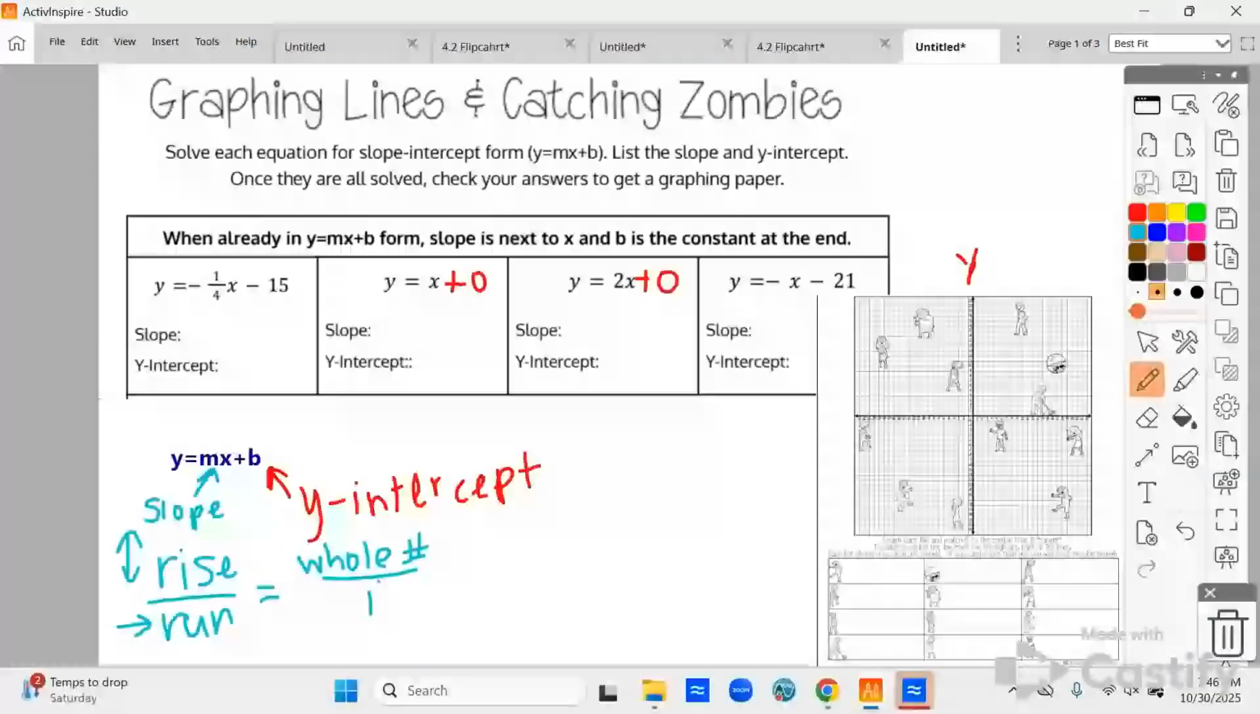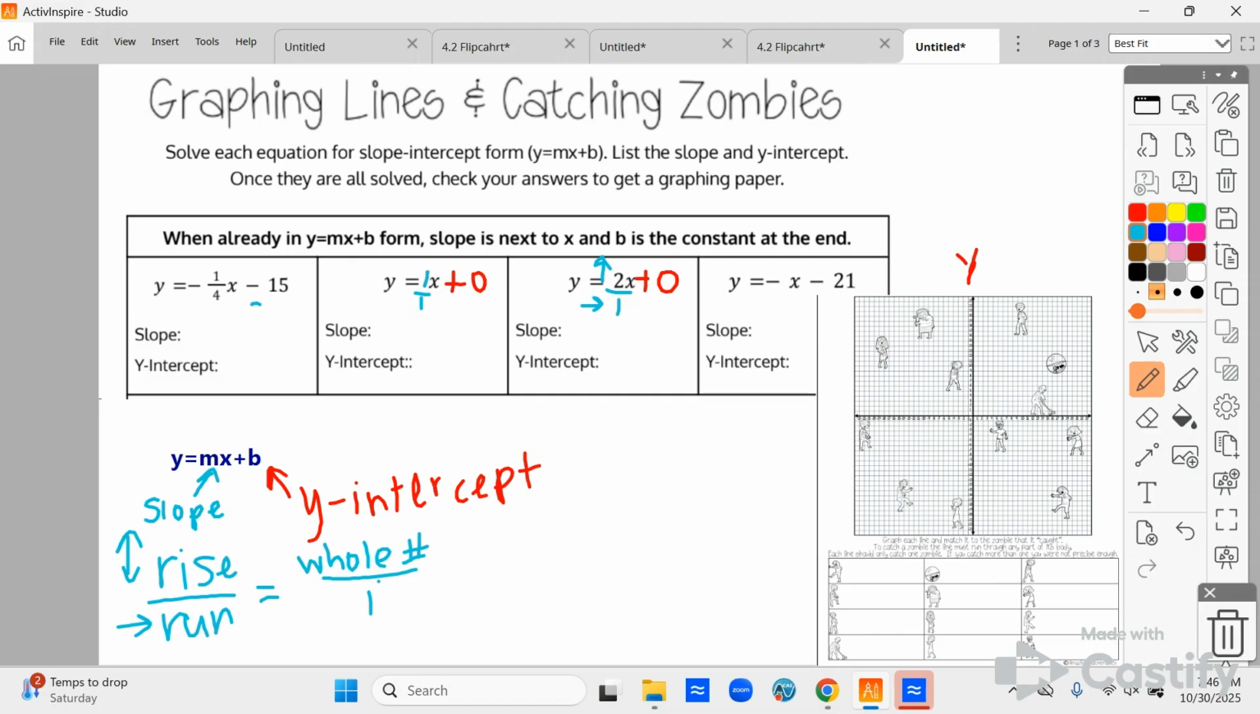So for example, on the second one, there is no coefficient of x, so it would just be 1 over 1. So we'd rise 1, so up 1 over 1. For the second one, we'd go up 2, right 1. So there's a couple hints for you there. We're going to do one together, and I'm going to do the very first one.